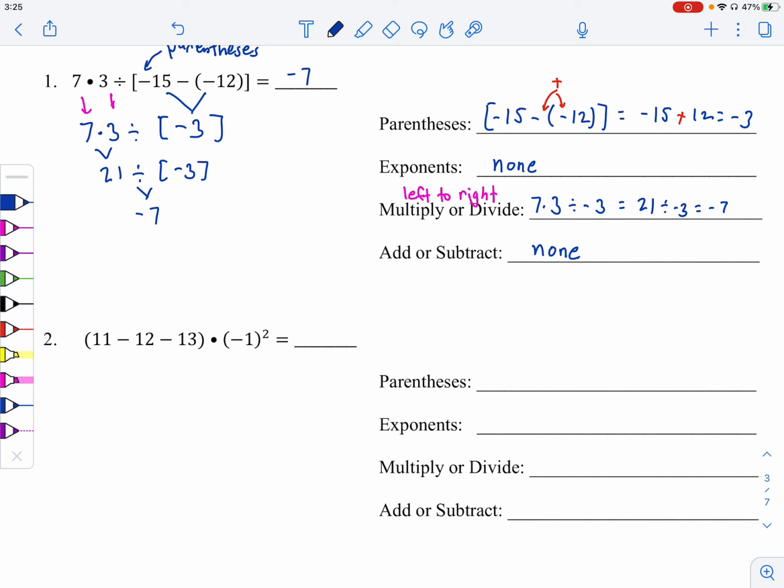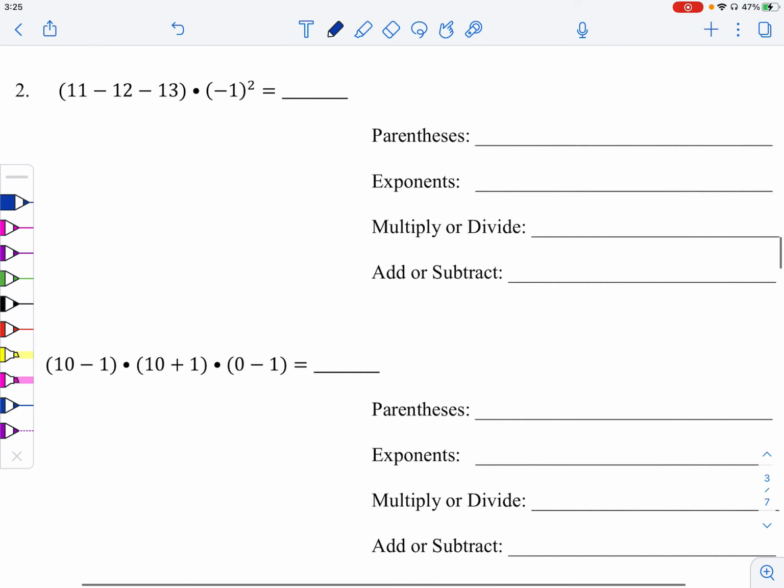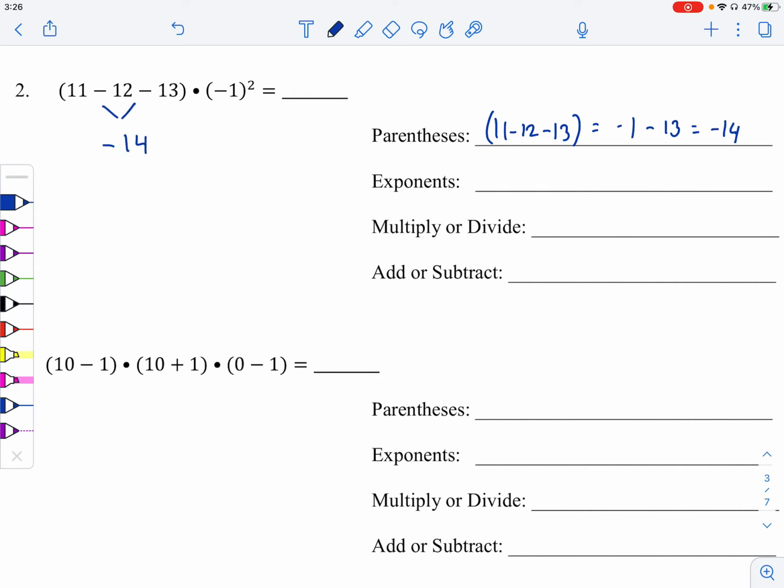Okay, follow steps. If you follow steps, you'll never go wrong. Let's go step by step. Okay, first one, parentheses. We have our parentheses here, right? So 11 minus 12 minus 13. And figure that out. And we go left to right. 11 minus 12 is negative 1. And we subtract 13, we get negative 14. All right, so this whole thing is negative 14.